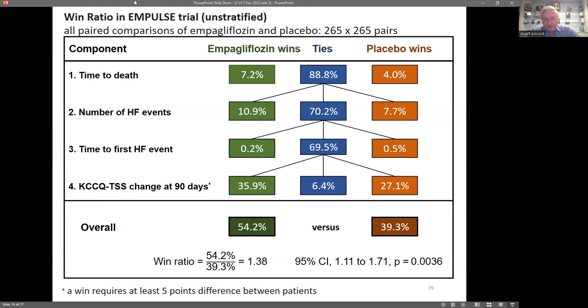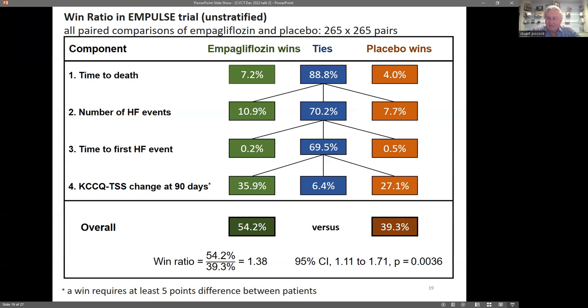The third level was time to first heart failure event, but that only kicks in if a pair of patients had already had the same number of events, say 1. And therefore, that wasn't used very often. It was really an irrelevance. So if I was redesigning that trial, I'd say either have time to first event or number of heart failure events in your hierarchy, but don't have both.